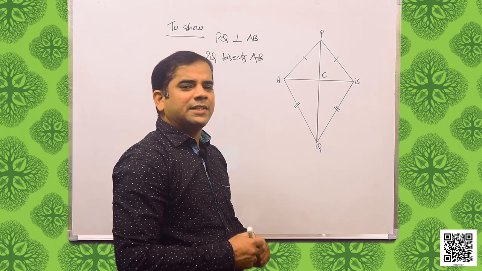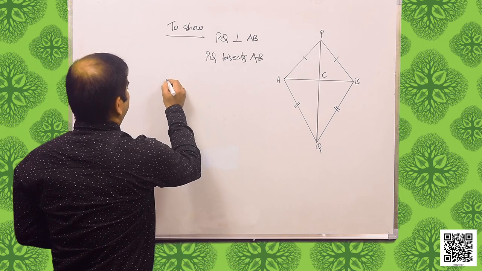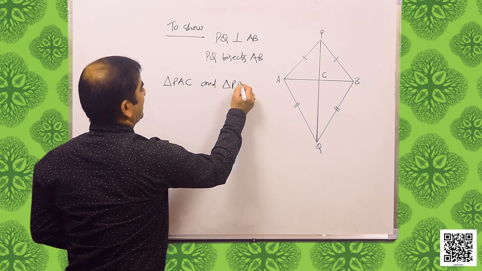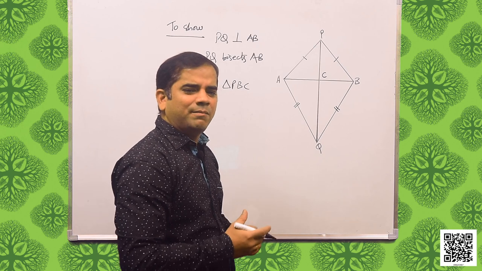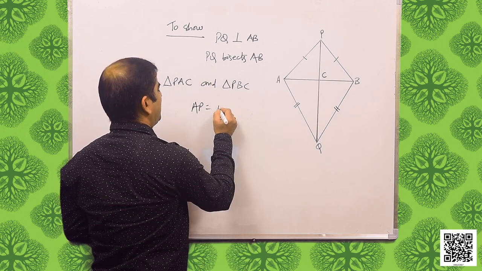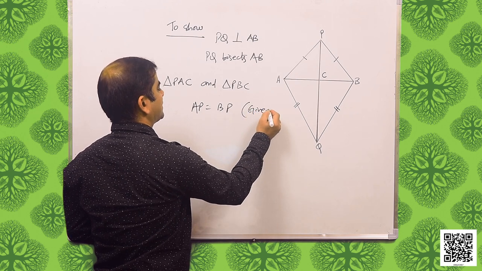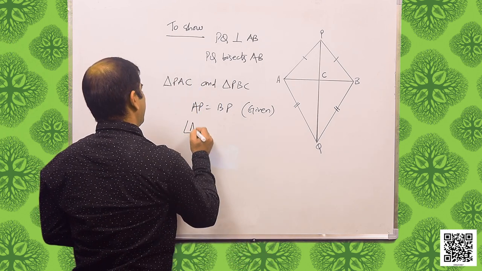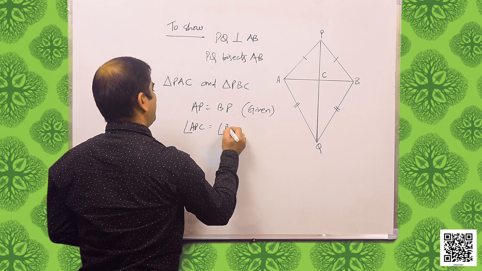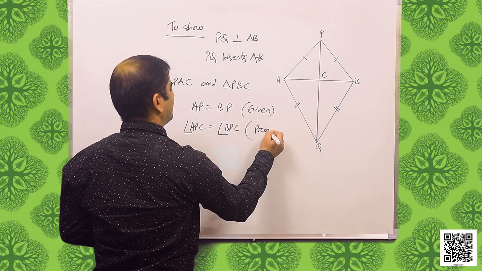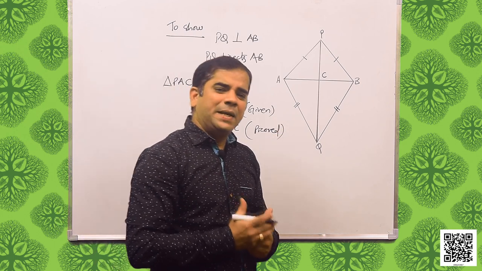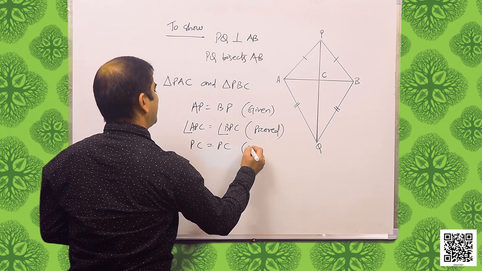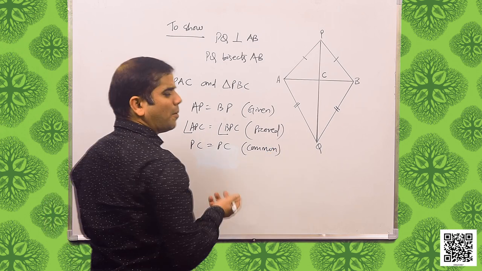Okay. So now let us consider triangle PAC and triangle PBC and check whether they are congruent or not. In these triangles, what data we have? We have AP is equal to BP. It is given. Angle APC is equal to angle BPC. It is already proved. And PC is equal to PC. Why? Common side.